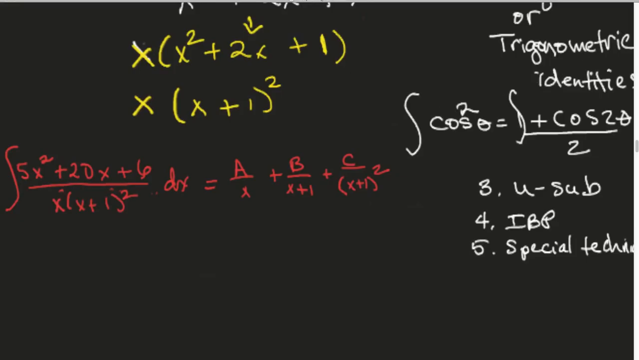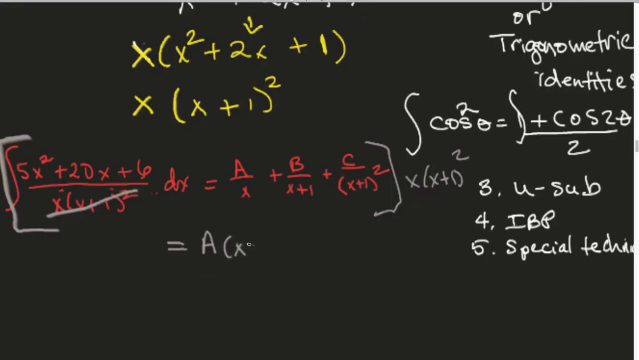This is the part where I get confused. Okay, well, what you've got to do is multiply both sides by the denominator. And when you do it on the left side, it cancels out completely. If you multiply both sides by x times (x plus 1) squared, what cancels whenever I multiply by A over x? The x's cancel, right? Do you see that?